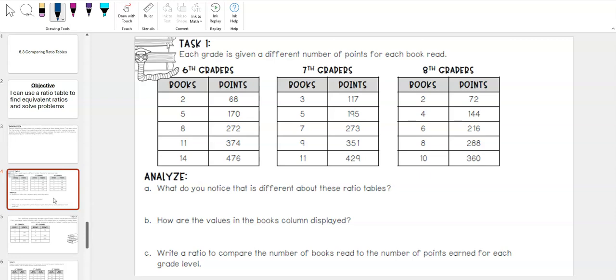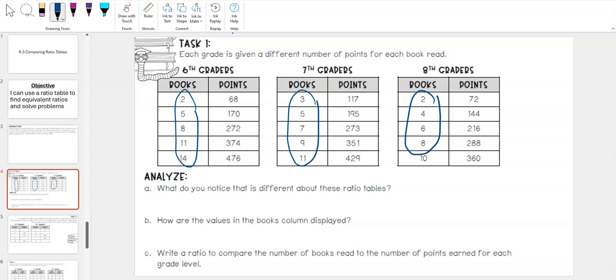Our first task is to analyze the tables that tell us how many points each grade gets, because every grade is getting different points for a book, which is a little weird, but that's what we're going to do. In order to figure this out, we're going to analyze what's going on in these tables first. The first question says, what do you notice that is different about these ratio tables? Obviously, each of them is representing the points for different grades, but you may have also noticed that these tables do not have a consistent skip count.